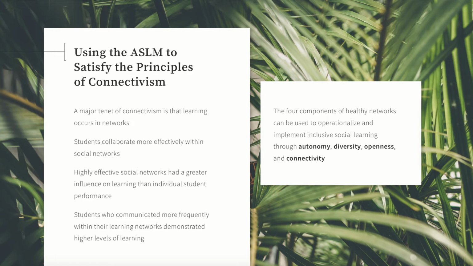Social learning in connectivist classrooms is more effective than traditional collaborative groups because they share four key components of healthy networks: autonomy, openness, diversity, and connectivity. The ASLM strategies utilize these connectivist social learning components to empower students to manage their learning. The four components of healthy networks can be used to operationalize and implement inclusive social learning through autonomy, diversity, openness, and connectivity to teach students how to learn.